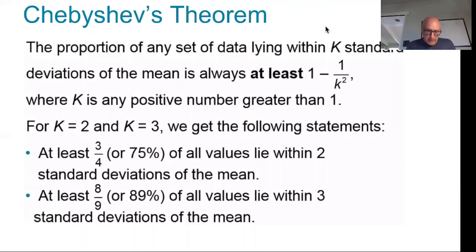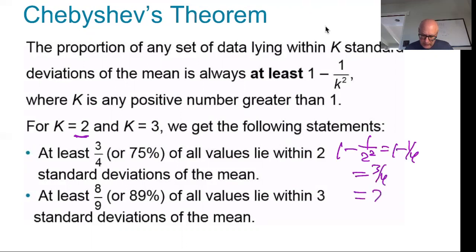Chebyshev's theorem doesn't come up that much. Basically, it says if you're talking about two standard deviations away from the mean, you get 1 subtract 1 over 2 squared. It's 1 subtract 1/4. It's 3/4, which is 75%. So that's any set of data. So if you do a sample, you can quickly say, okay, I know at least 75% of my data is within two standard deviations.